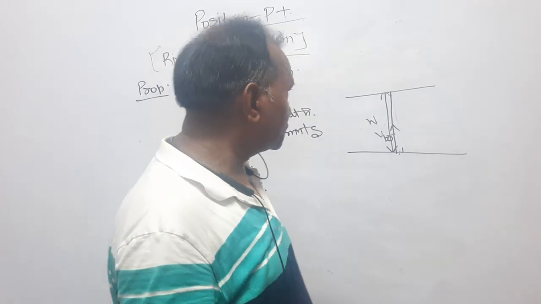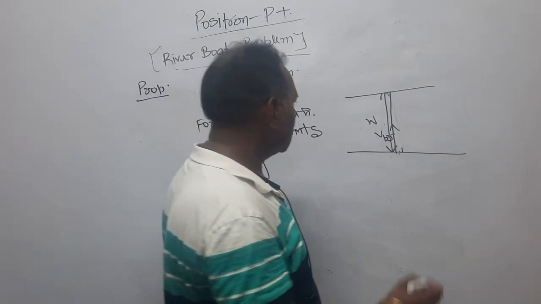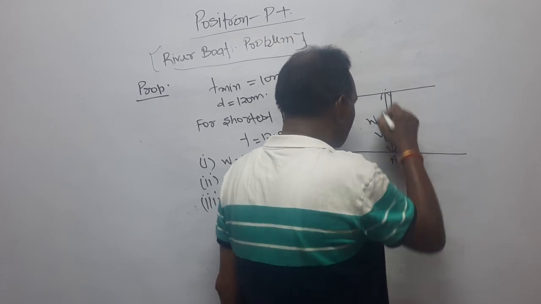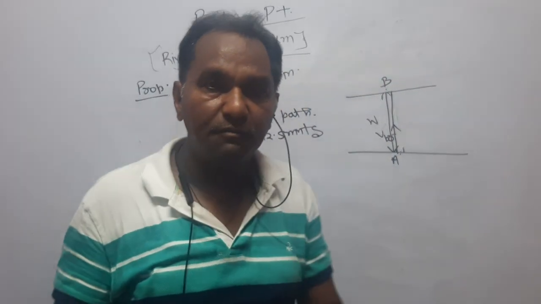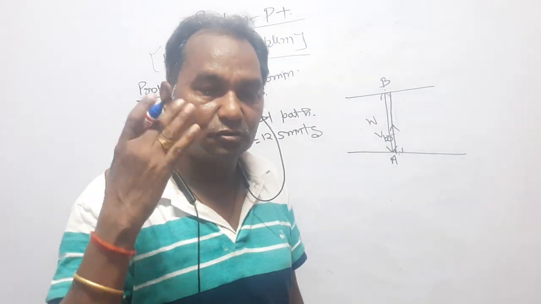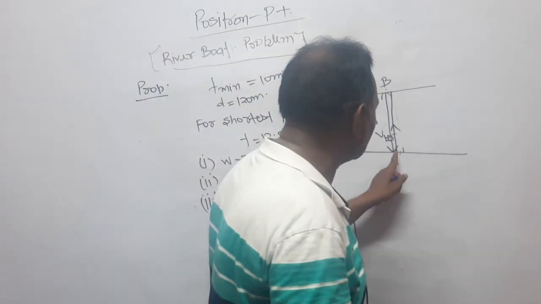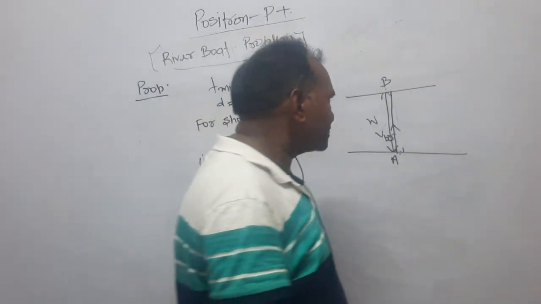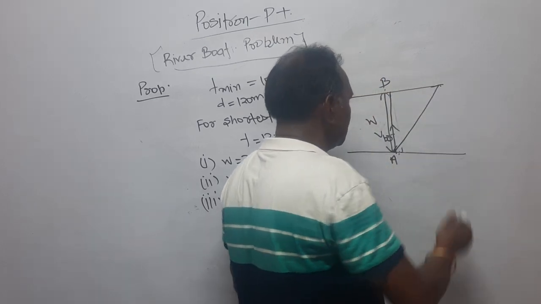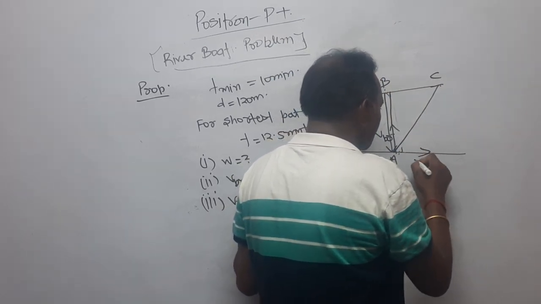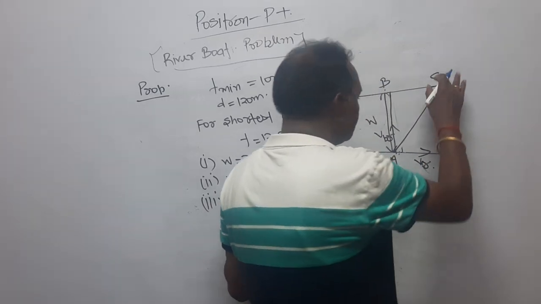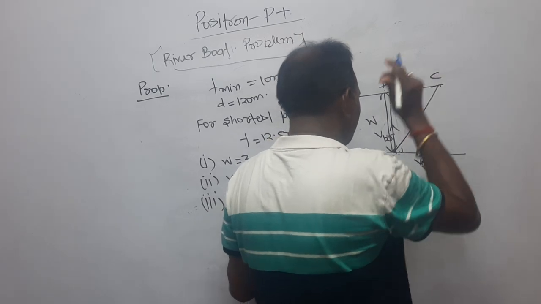If it wants to cross the river in minimum time, then the boat will sail perpendicularly from A to B in this direction. This is the condition for the minimum time. If a man wants to cross the river in minimum time, he has to swim perpendicularly. Let the boat reach B; it will be drifted because of the river, up to point C. So it is the drift, right?